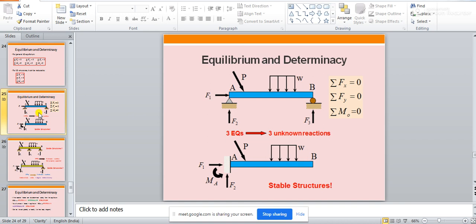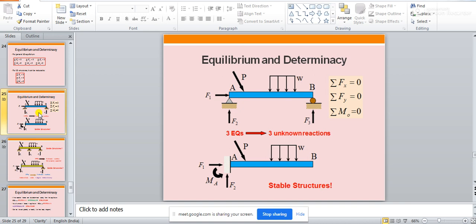Now suppose I take a very simple structure. This is a simply supported beam. You have analyzed this kind of beam in your strength of materials course. There is a UDL acting on it, and there is a point load. You notice that the point load is acting at an angle, that means it is an inclined point load. It is not acting vertically on the structure.